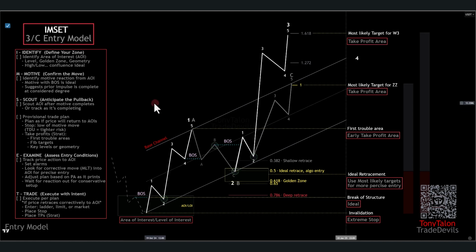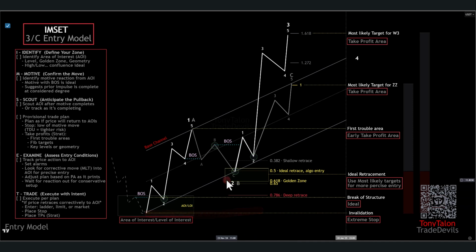Next step on our entry model here is going to be scout, anticipate the pullback. We're going to scout an AOI after the motive wave completes or track as it's completing. We're going to set up a provisional trade plan as if the price will return to an AOI. The final furthest extreme stop you can put is at the base of this impulse or motive move up. So that's baked into this. If we break this structure, then we either counted this wrong, the market wasn't with us that day, something's going wrong, and we want to get out of that trade and wait for another setup.